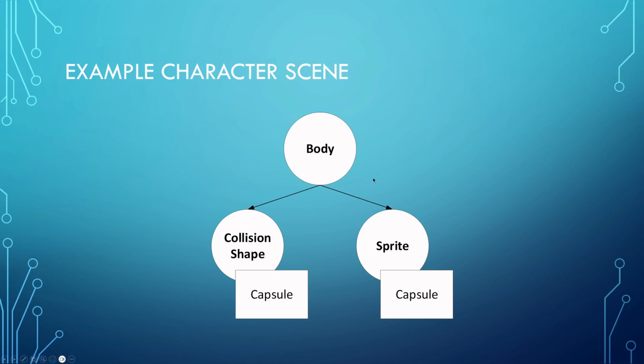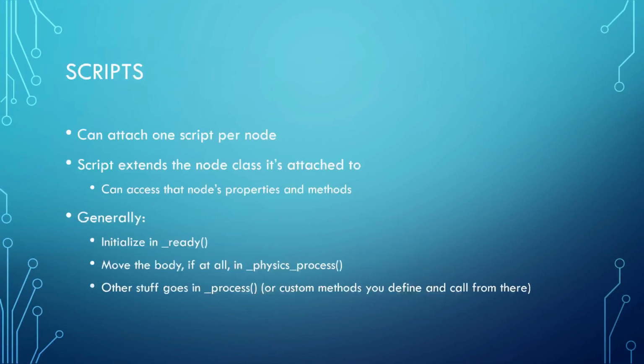Okay, so how do we set this up for a character? We start with the body, probably a character body, and then under that we give it two child nodes. We can give it a collision shape, which might be a capsule shape, and then a sprite or a mesh instance that also has a capsule shape, and we can make those two things perfectly overlap. That's the very simplest way to make a character.